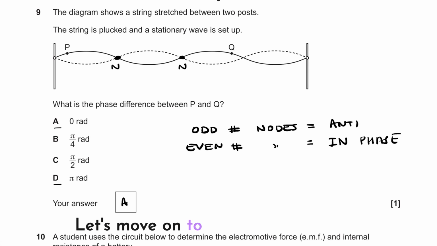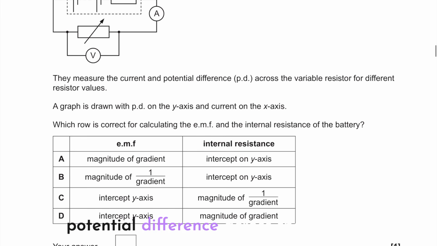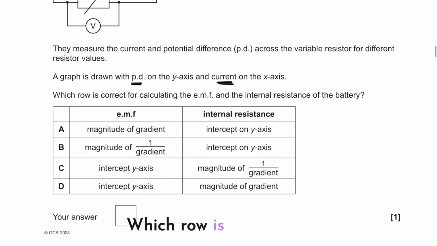Let's move on to question number 10. A student uses the circuit below to determine the electromotive force and internal resistance of a battery. They measure the current and potential difference across the variable resistor for different resistor values. A graph is drawn between potential difference and current on y and x-axis respectively. Which row is correct for calculating the EMF and the internal resistance of the battery?